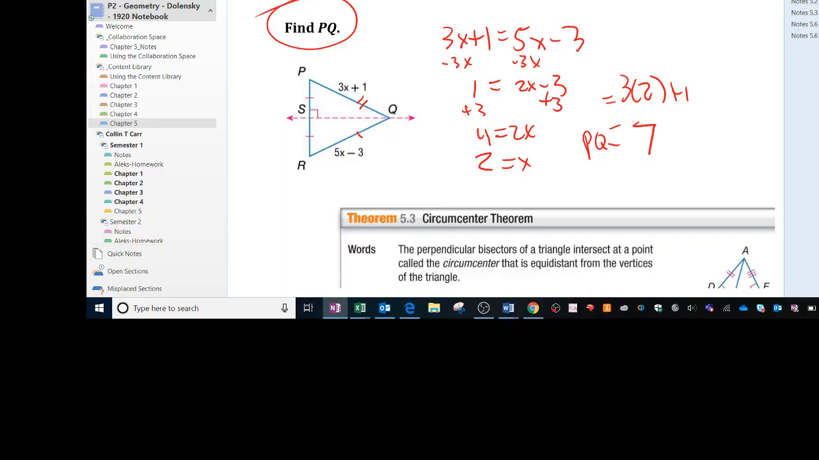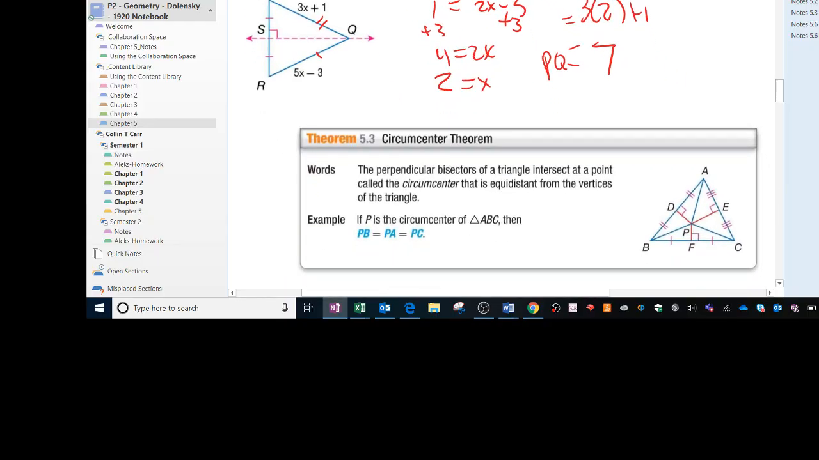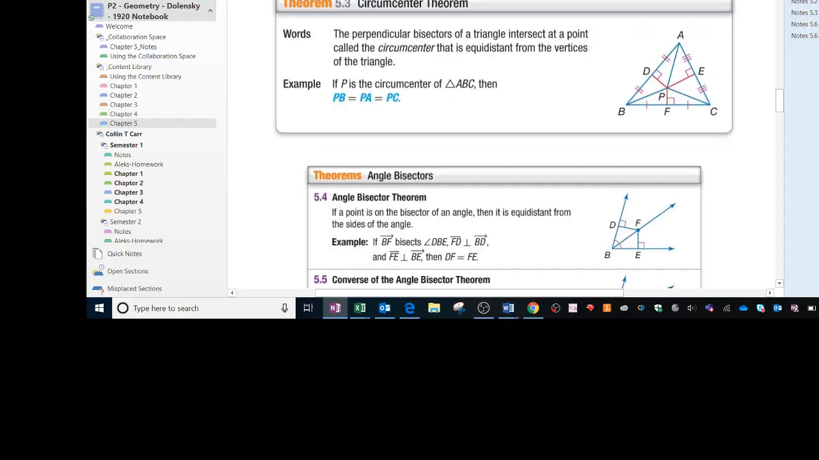All right, so our next theorem is the circumcenter theorem, okay? What's happening here is if I take the perpendicular bisectors of each side, it's going to be equidistant from the vertices, okay?